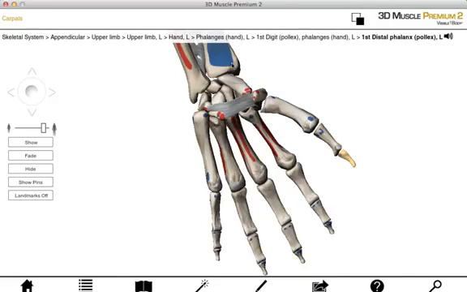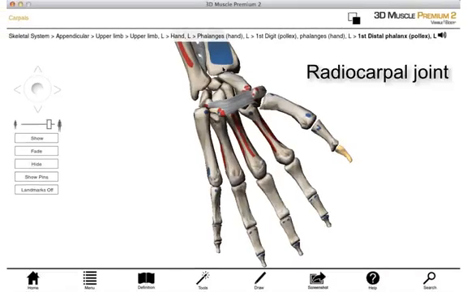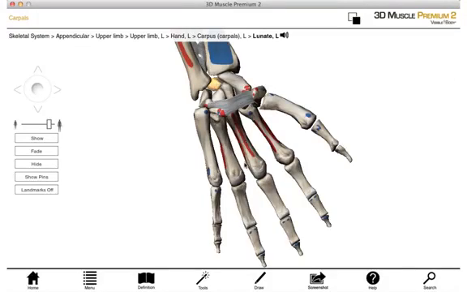If we move more proximally, we can see the radiocarpal joint, or our wrist joint. Here we have the radius, which articulates with the scaphoid bone, and also the lunate bone. And this is an example of a joint which involves the articulation of more than just two bones. You can see from this picture that wherever bones meet other bones, this is where we find joints. And particularly within the hand, there's many joints.